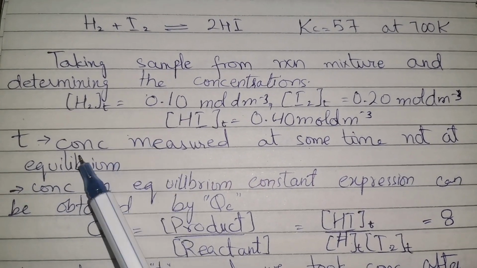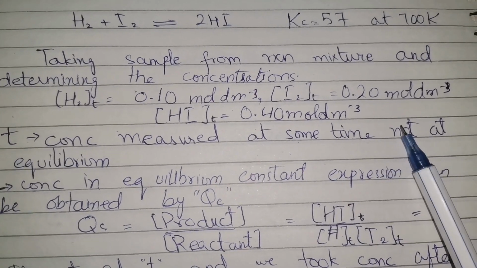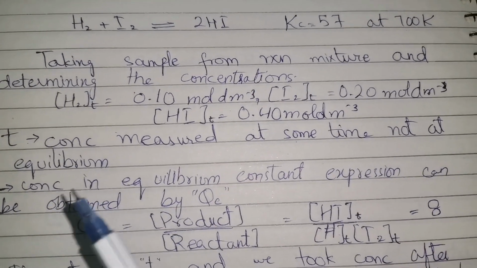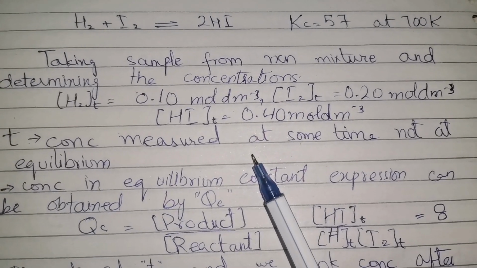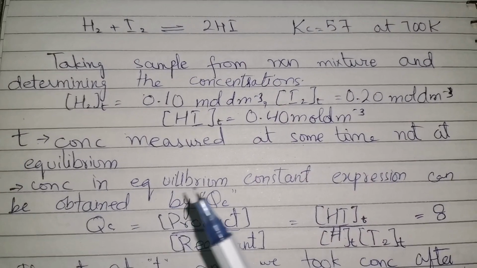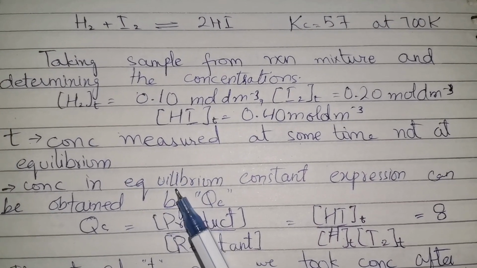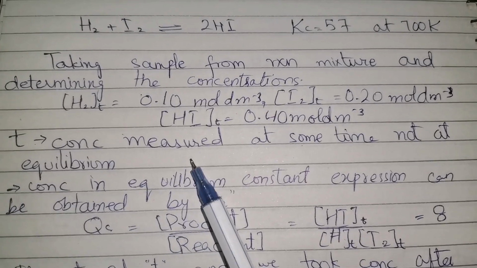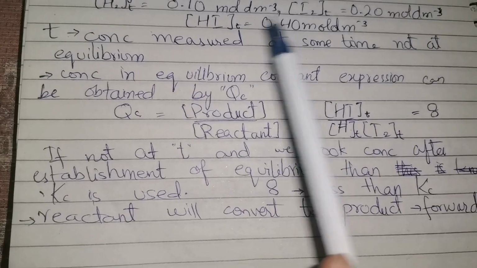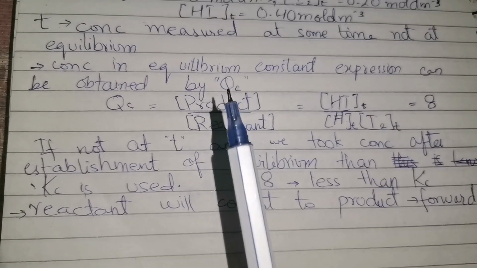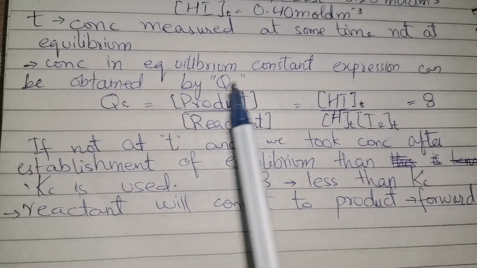Here we wrote T. T means that the concentration is measured at some time, not at equilibrium. It means the reaction has not reached equilibrium at some particular time. Before equilibrium, we took the samples out of the reaction mixture and determined their concentrations. Now, if we take these concentrations in terms of an equilibrium constant, then we will write Qc.